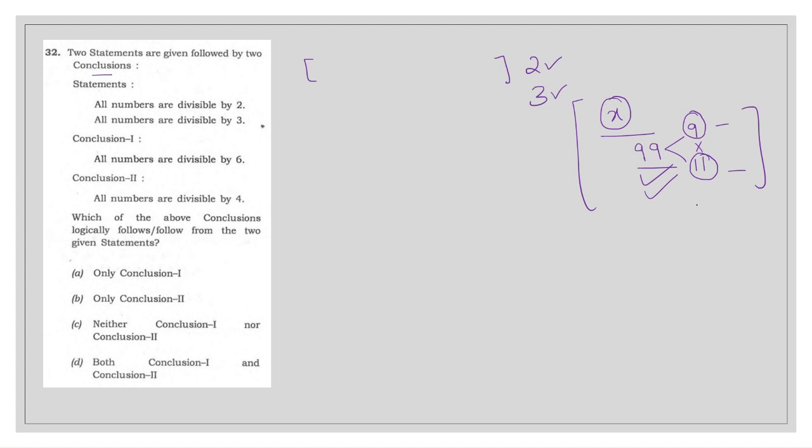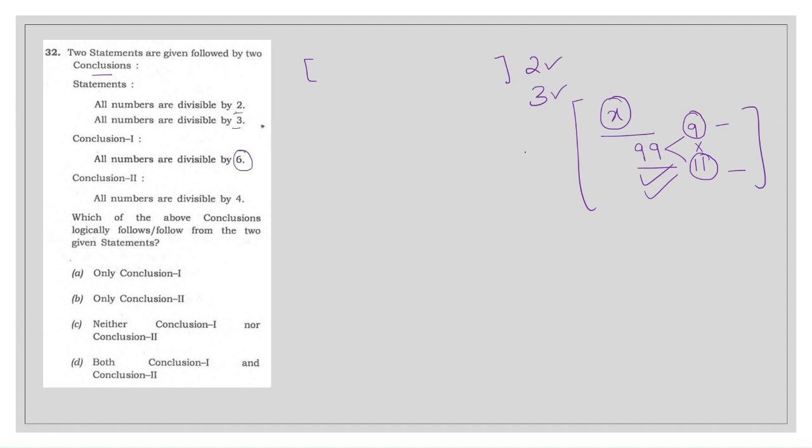This is pretty basic, but the first case that I explained, that the number should be divisible by both 9 and 11, not just by one, by both, and 9 and 11 in this case should be co-prime. So relating this particular thing with the question here, it says all numbers are divisible by 2 and all numbers are divisible by 3. Then it says all the numbers are divisible by 6.